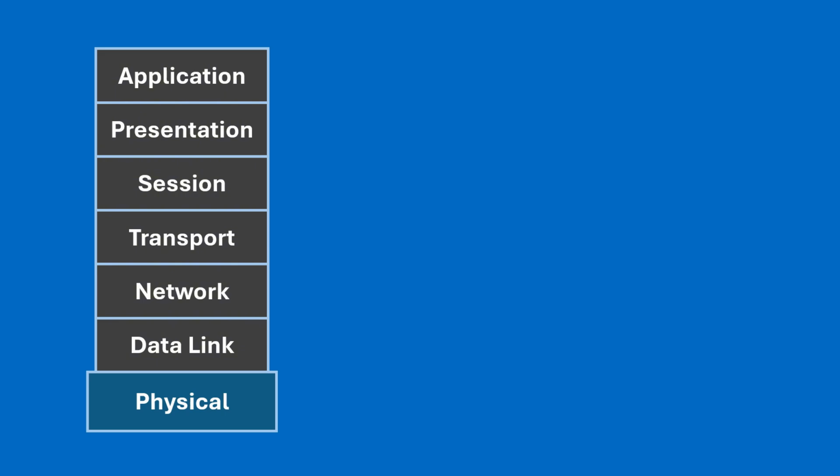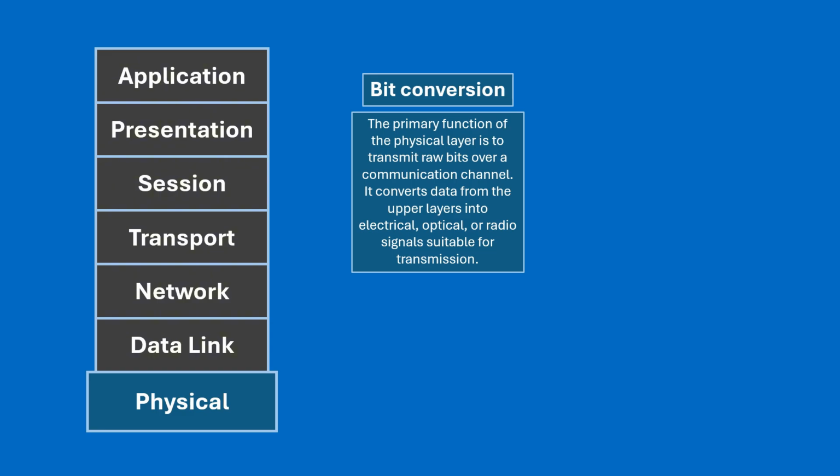First we will start with layer 1 of the OSI model, the physical layer. The primary function of the physical layer is to transmit the raw bits of data over a communication channel. Bit conversion is the process by which data from the upper layers is converted into electrical, optical, or radio signals for suitable transmission.